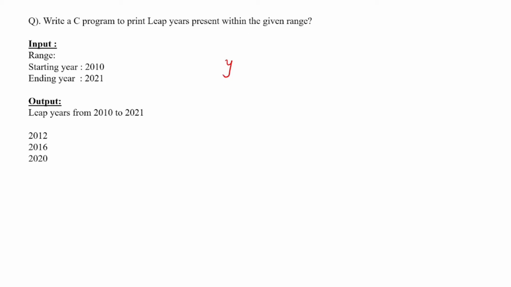Suppose the given year is Y. If Y is a century, then you should divide by 400. After division, you have to get a remainder 0. So Y modulo 400 equal to 0. Before this condition, you have to check whether Y is a century or not. So what is the condition? Y modulo 100 equal to 0. If this condition is true, then Y is a century, and then you should check with 400: Y modulo 400 equal to 0.